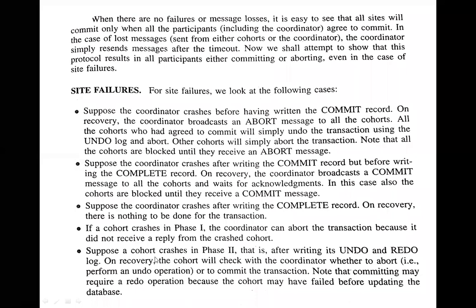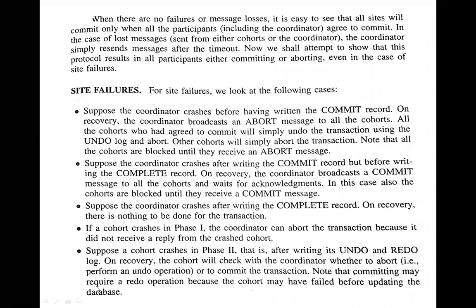Suppose a cohort crashes in phase two. What happens then? Suppose the cohort crashes in phase two, that is, after writing its undo or redo log. After the recovery, the cohort will check with the coordinator whether it has to abort or commit the transaction, meaning thereby again there is a dependency of the cohort on the coordinator about whether to abort the transaction or to commit it.